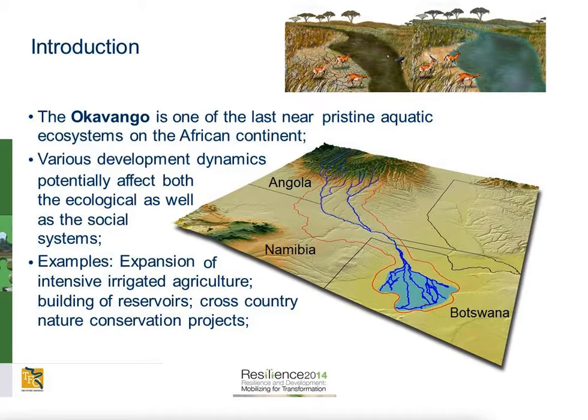The Future Okavango project is researching, as I said, the relation between people and nature in the Okavango Basin, which is one of the last nearly pristine aquatic ecosystems on the African continent. Of course, there has also been a lot of land use transformation taking place, but in comparison to many other river systems, it's still very much intact. And at the same time, we observe that there are numerous developments ongoing.